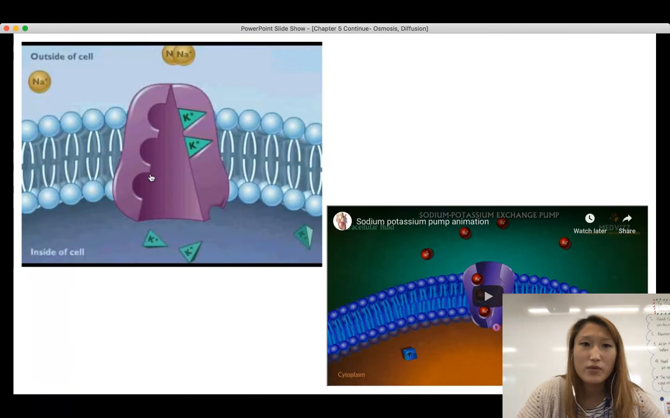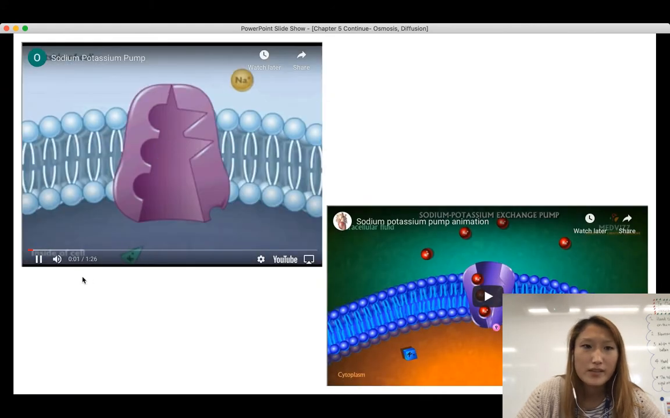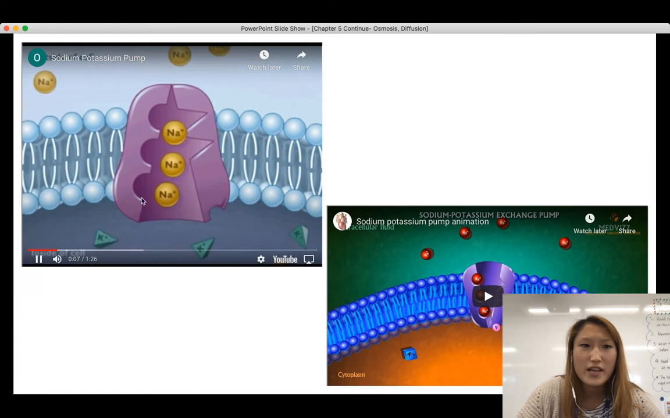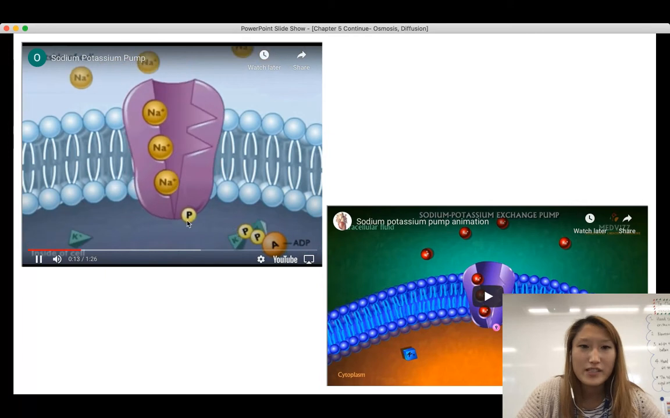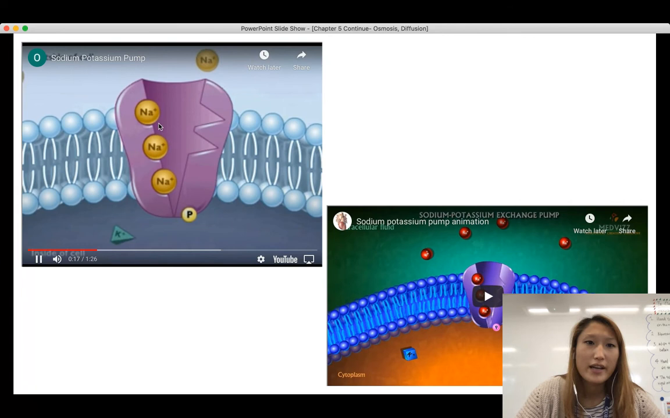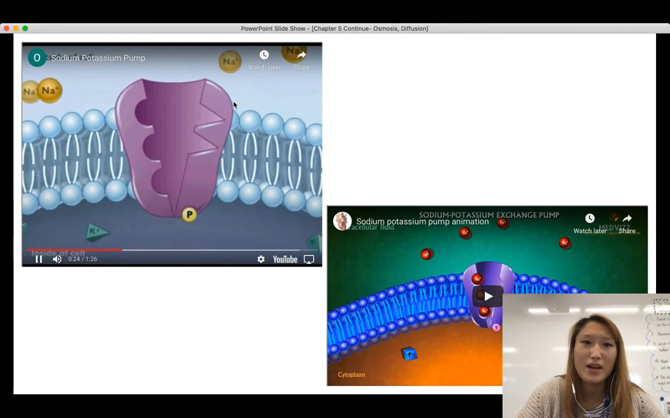So we could watch this video real quick so you can see how this works. All right, we have the sodium-potassium pump. So this is active transport. We have sodium, this is the inside of the cell, coming in, 3 sodium binding to the pump. ATP breaks off, giving that energy to allow this conformational change. And then 3 sodium ions are released outside of the cell, even though there's already a higher concentration of sodium outside of the cell.